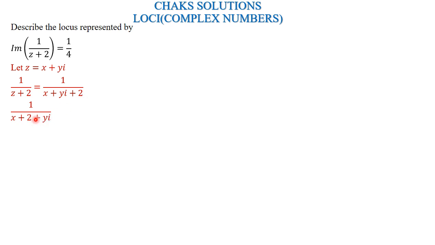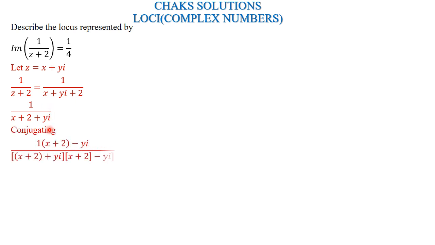Next, we need to multiply the numerator and the denominator by the conjugate of the denominator. You can see we have x + 2 plus yi. So the conjugate has a plus on the real part and the imaginary part becomes a minus, so it will be x + 2 - yi. That's the term that we are going to multiply on the numerator and the denominator.